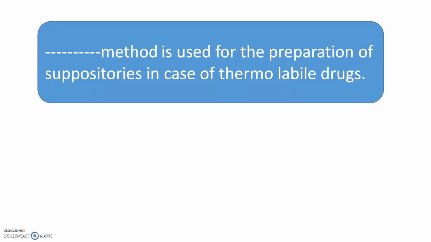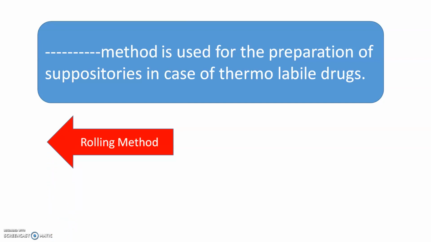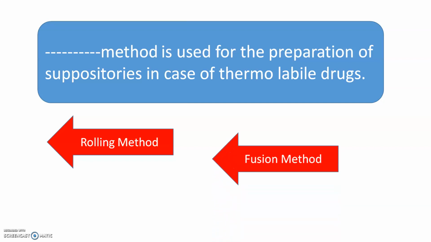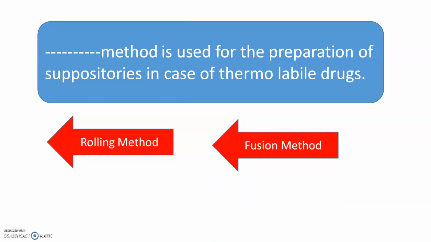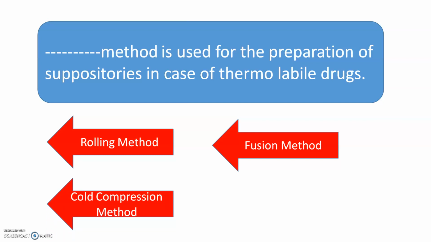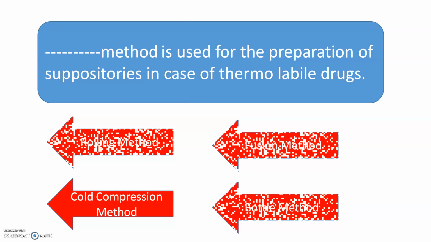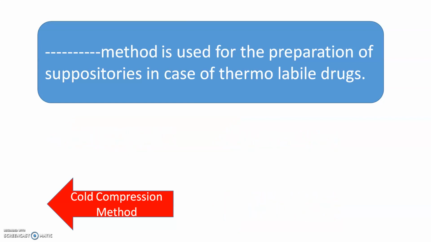Dash method is used for the preparation of suppositories in case of thermolabile drugs. So when you are preparing suppositories containing thermolabile or heat sensitive drugs, which method is used? The options are rolling method, fusion method, cold compression method, or bottle method. And the correct answer is, when a thermolabile or heat sensitive drug is there, cold compression method is used for the preparation of suppositories.